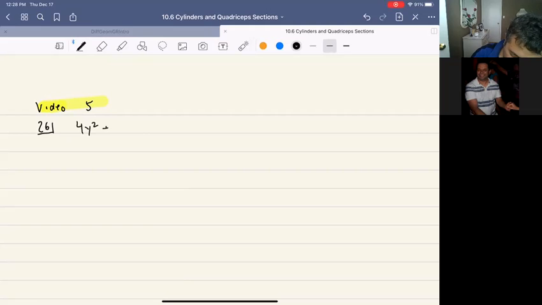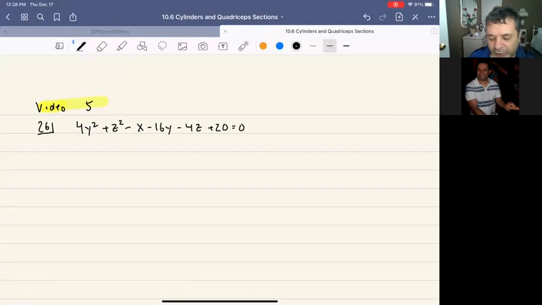4y squared plus z squared minus x minus 16y minus 4z plus 20 equals 0. So we're going to identify what kind of surface it is. If it's easily graphable, I will graph it. One thing I notice is that there's no x squared term, so it looks like it's going to be one of these paraboloids.